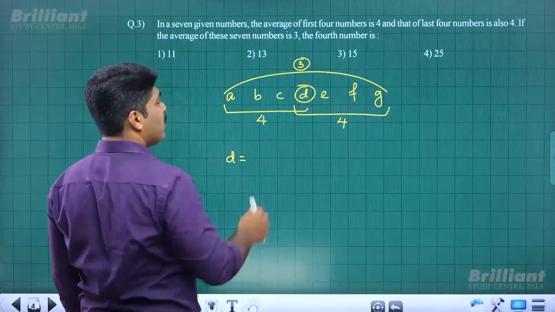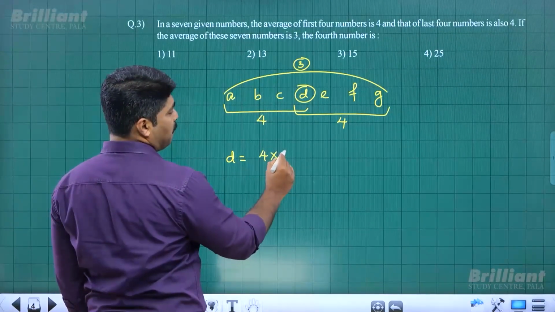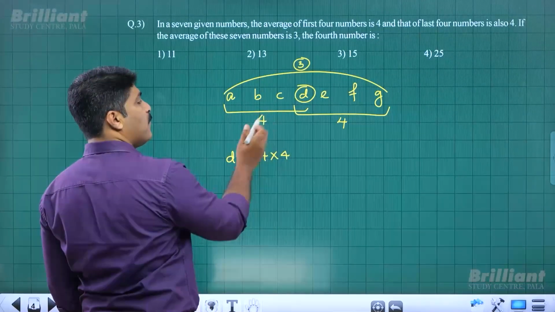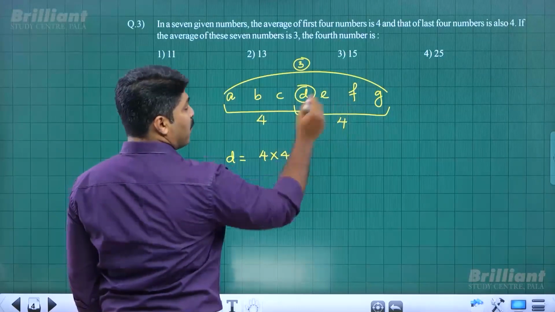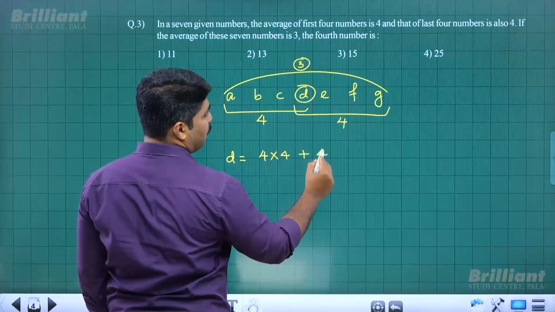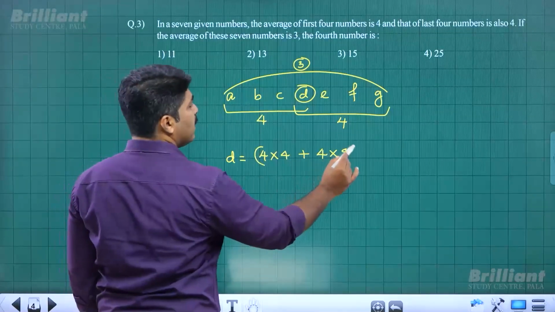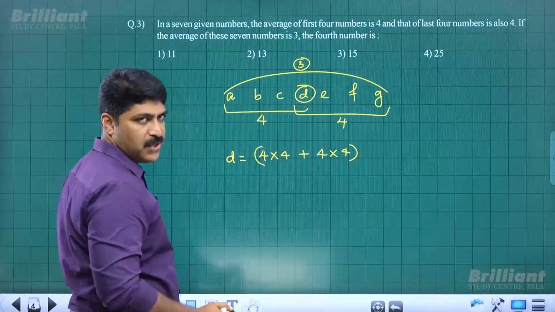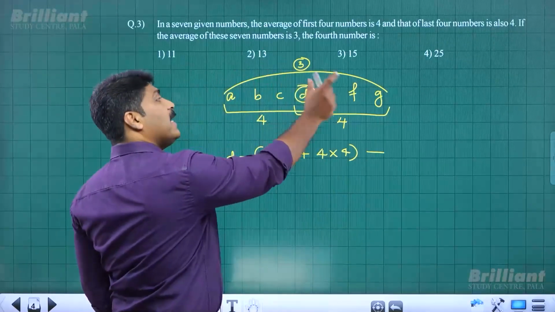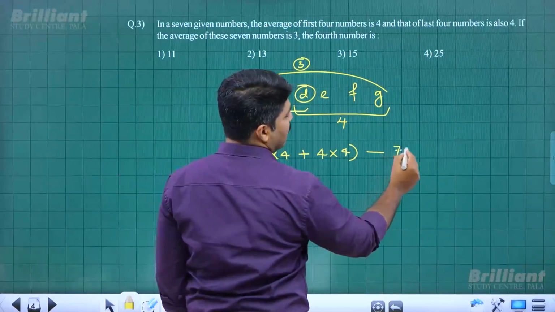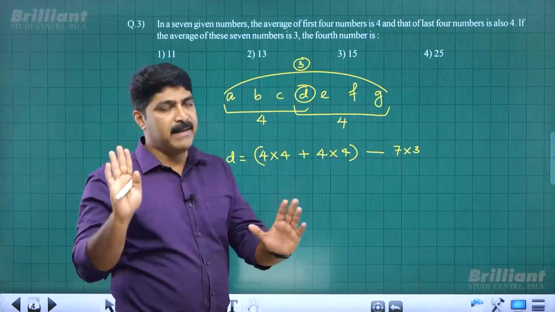That's very simple. The sum of these four numbers is 4 times 4, because their average is 4. And the sum of the other four numbers is also 4 times 4. So which value is repeated here? D is present twice. We have to subtract the sum of the entire set of values. Here we have 7 numbers, and the average is 3. This is a simple type of operation.